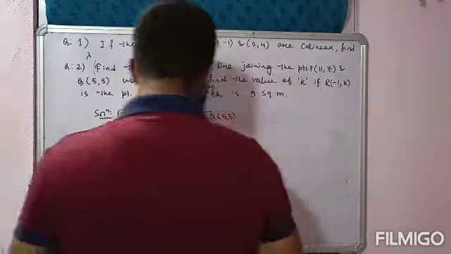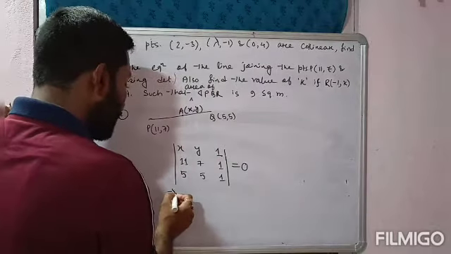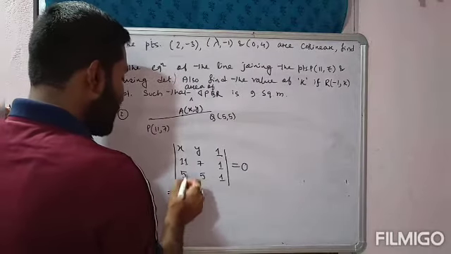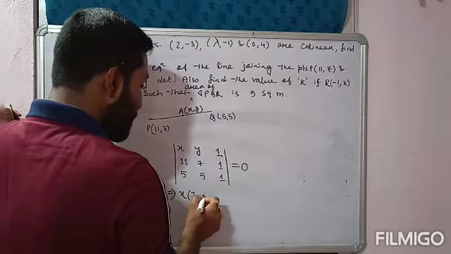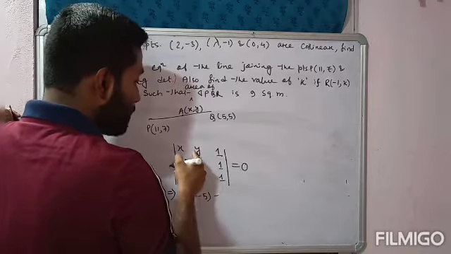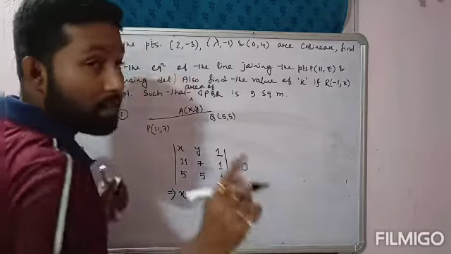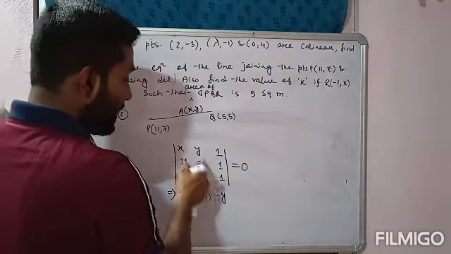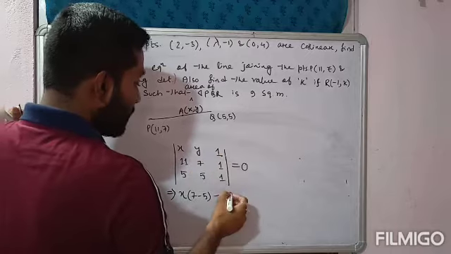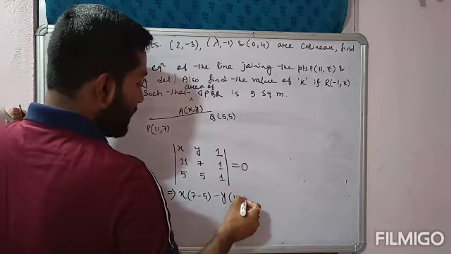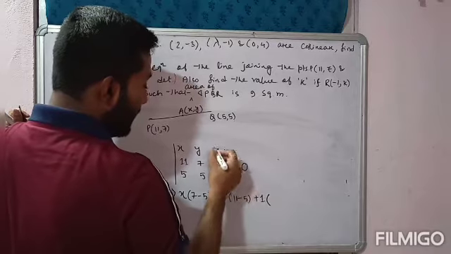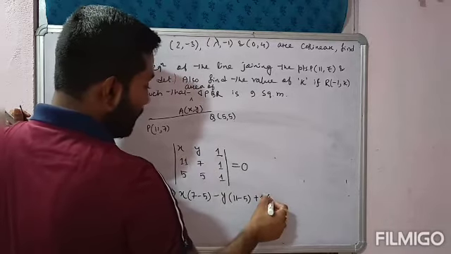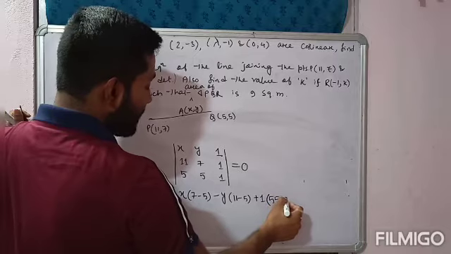Find the equation of the straight line. First element is x. So write x, then delete the position of x: 7 minus 5. Next element is y. Now I am expanding along the first row. Second element is y. So minus y into, delete the position of y: 11 minus 5. Third element is 1, plus 1 into, delete the position of 1: 55 minus 35.